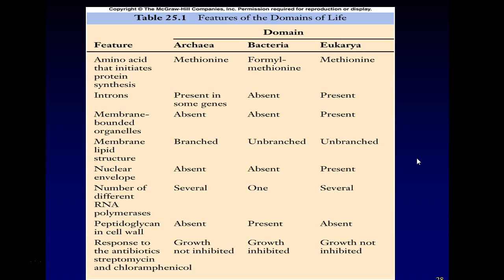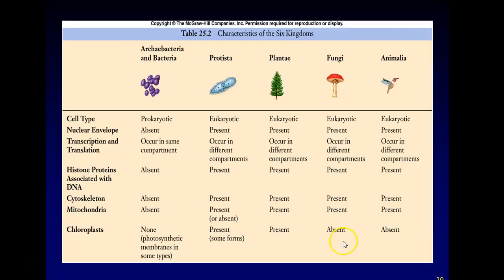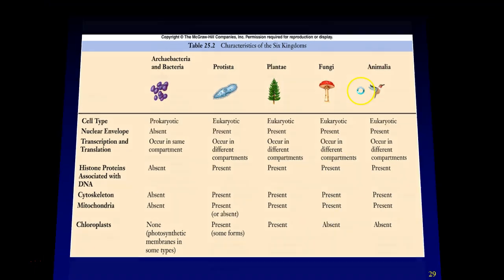It's worth looking at to see how things are related. So a nuclear envelope, number of RNA polymerases. We see a lot of similarities between archaea and eukarya. No peptidoglycan in the cell wall: none here, some here. Response to antibiotics: growth inhibited, growth not inhibited. That's a big deal. So then again, we're just taking a look here at the 6 different kingdoms. This may come in useful later on when we go through and talk about each one of these kingdoms individually.